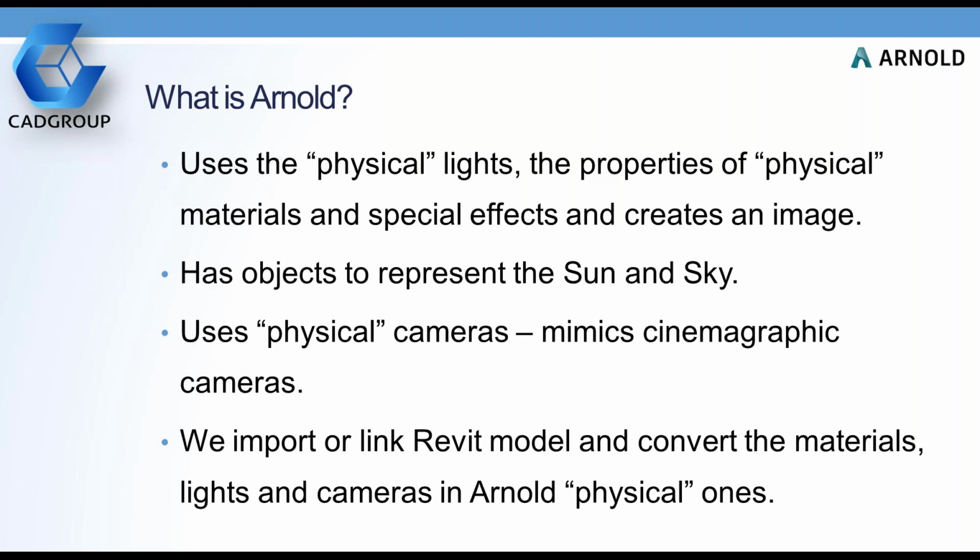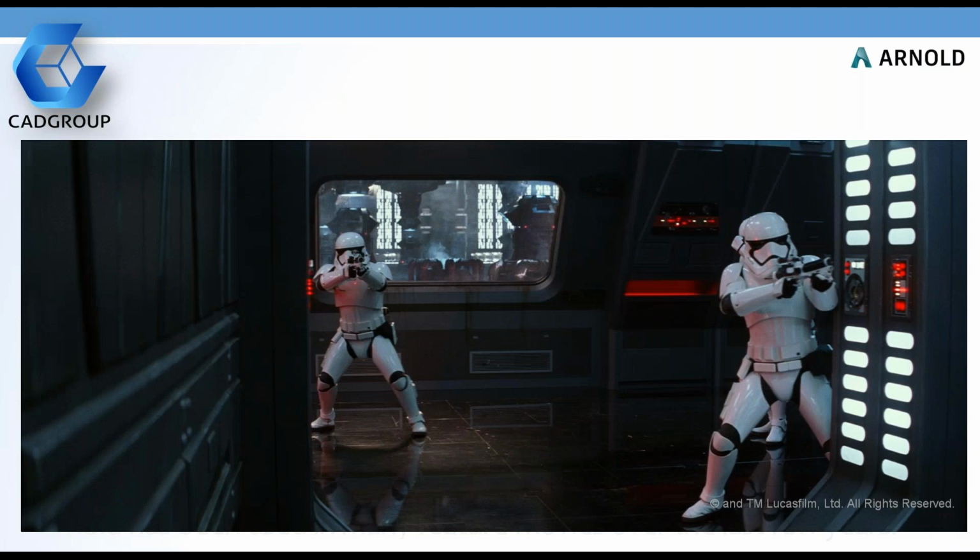Arnold. Okay, so when we bring in something like a Revit model or another Autodesk model or even a DWG file, we convert the materials, lights, and cameras in that project into Arnold physical ones. And there's a script, a special function inside 3ds Max that allows me to do that really quickly. Here's another movie that used Arnold. Now, despite what people thought of the plot, CGI was good.